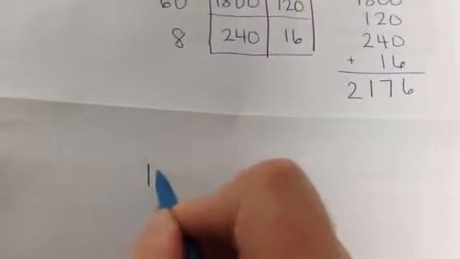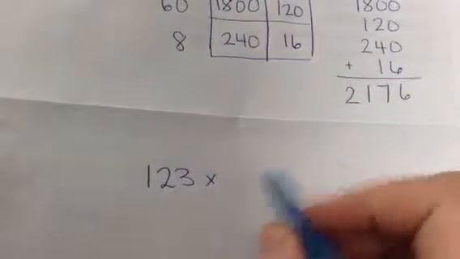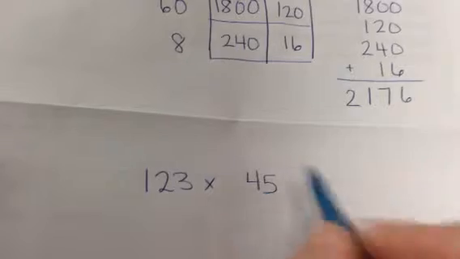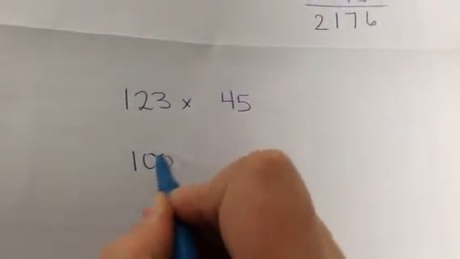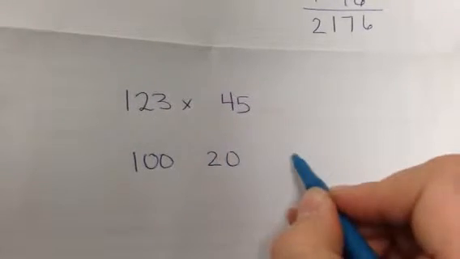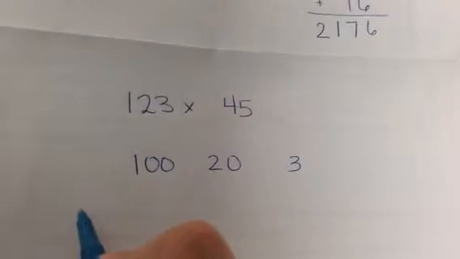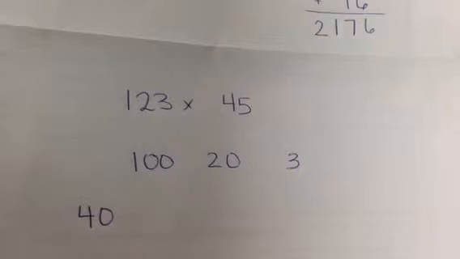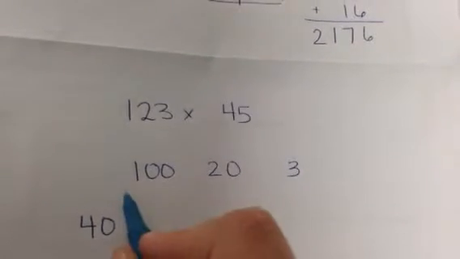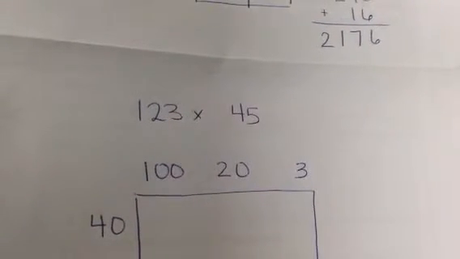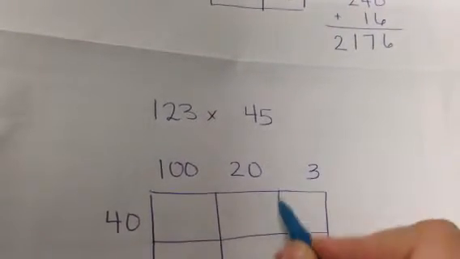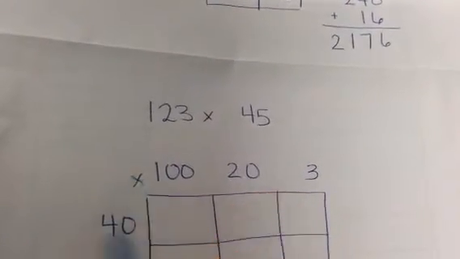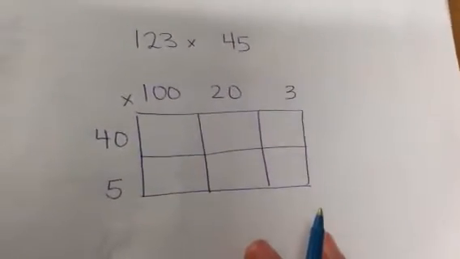This same method works for numbers that are bigger than 2-digit by 2-digit. So for example, if we did 3-digit times 2-digit, we would still break up our factors into 100, 20, and 3, and the second factor into 40 and 5, and make our array. It's just a little bit bigger. The same steps apply. Okay? And then we're going to multiply.